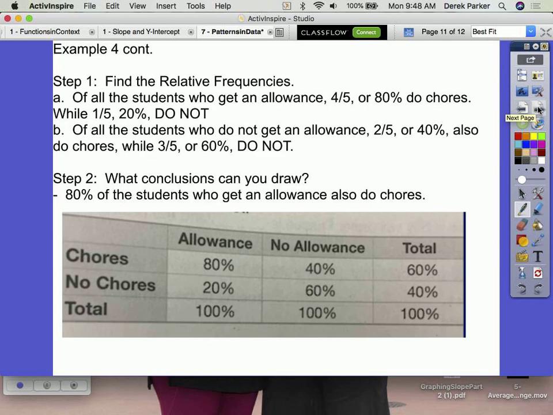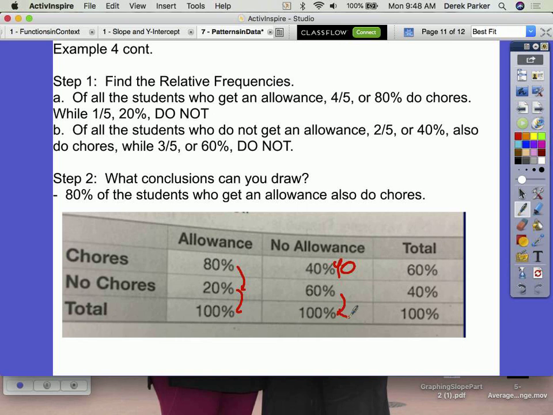Now, here's how you do it. To find the relative frequencies of all the students who got an allowance, 4 out of 5, or 80% do chores, while 1/5, 20% do not. And as you can tell, 80 plus 20 equals 100%. Of all the students who do not get an allowance, 2/5, convert that to a percent, you get 40%. And then 3/5 is 60%. And both of those add up to be 100%.